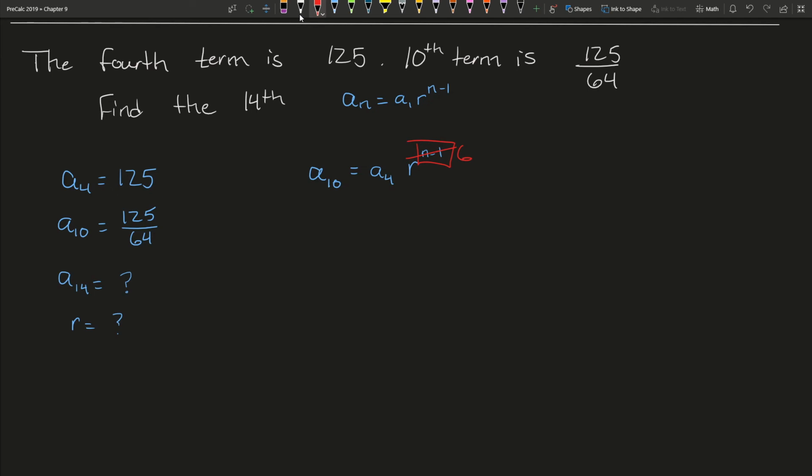All right, and then we can plug in what we know. a_10 is 125 over 64. a_4 is 125. And then we have r to the 6th power. Then we have to solve for r to the 6th, so we divide both sides by 125. And when we do that, we're just left with 1 over 64.